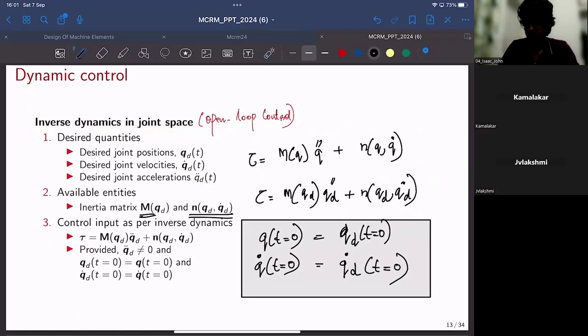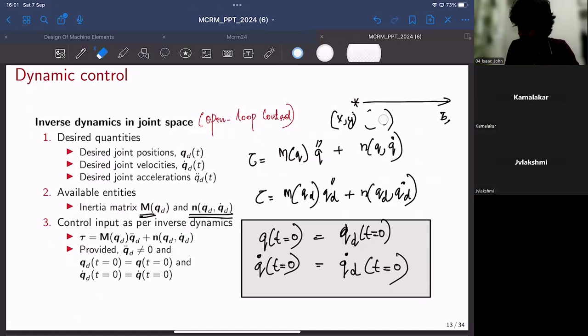So the simple intuition is that if there is a person at xy coordinates 5 comma 0, this is your initial position, and if you want the person to move to 8 comma 0, you would simply give a control input of 3 comma 0, right?